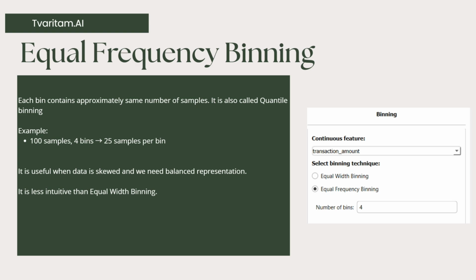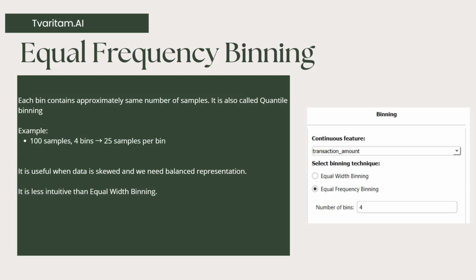It is more useful when data is skewed. Like in a uniform data distribution, equal width makes more sense. Here, if the data is skewed and you want a balanced representation, then equal frequency binning is a more sensible option. It is less intuitive than equal width binning, but in cases of skewed data, this is where you can balance the intuitiveness with the representation.